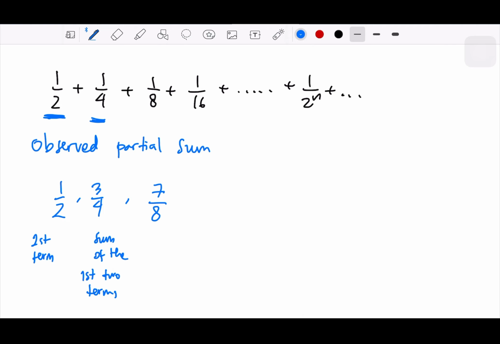It's 3 terms, okay? So first 3 terms. And then we can have more and more. Okay?